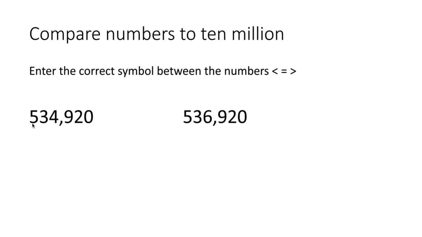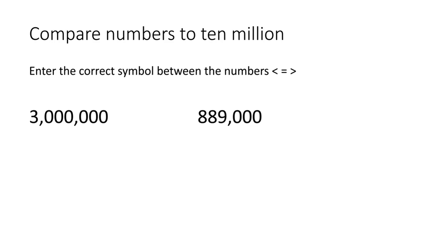536,920 is larger than 534,920. Let's look really carefully to find which was the bigger value. And then I need to put in the correct symbol. I can say that 534,920 is less than 536,920. Remember, the open end is always towards the bigger number, where the smaller end is always towards the smaller number.